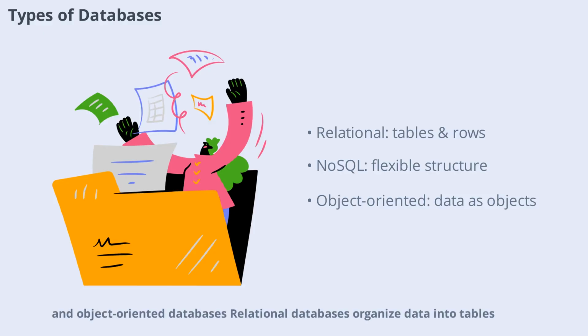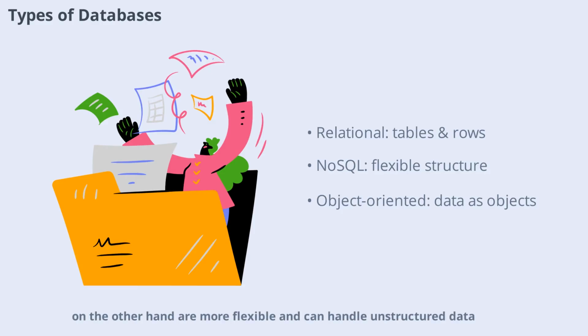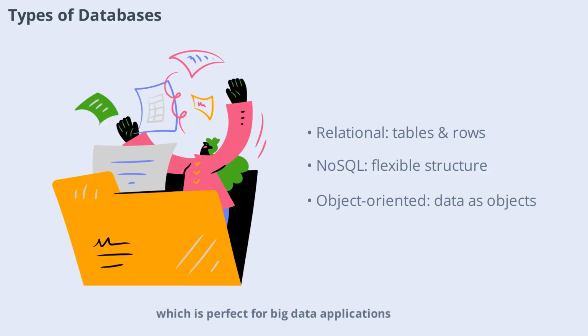Relational databases organize data into tables, making relationships between data points easy to manage. NoSQL databases, on the other hand, are more flexible and can handle unstructured data, which is perfect for big data applications. Object-oriented databases store data as objects, similar to how programming languages like Java or Python work. Understanding these types helps you choose the right database for your project.